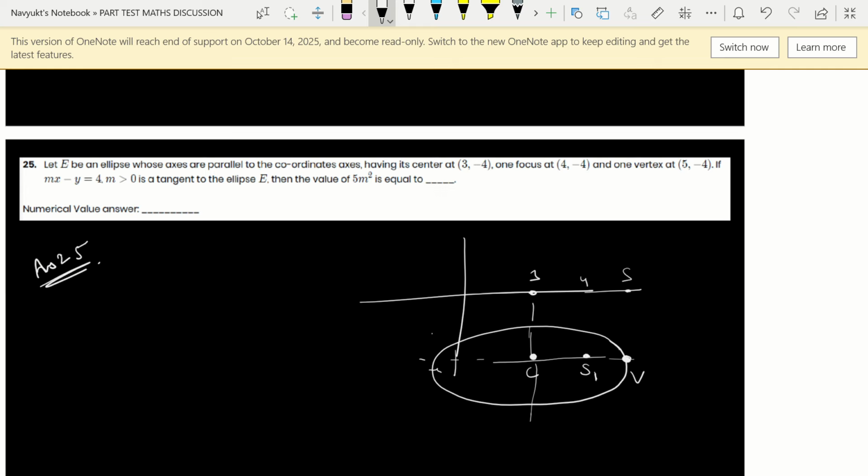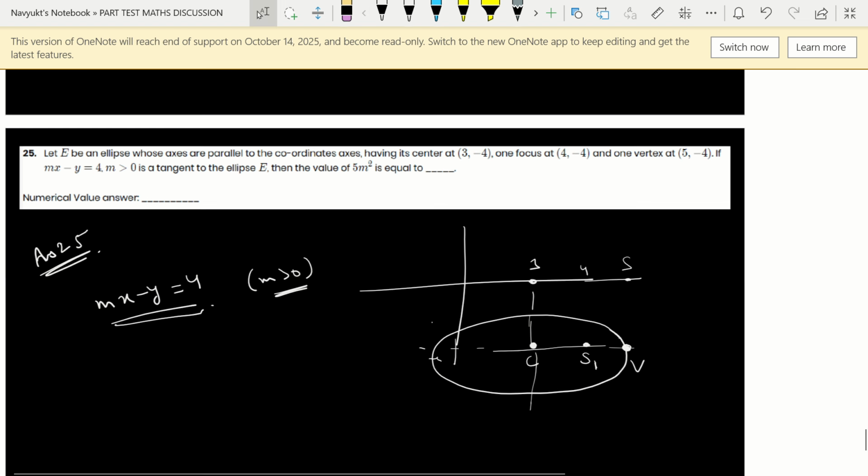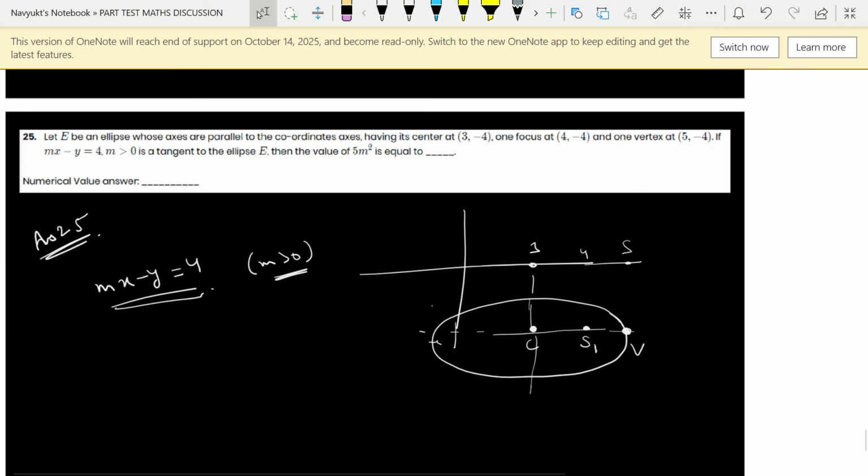If a particular line mx minus y equals 4, m is positive, is a tangent to the ellipse, then find the value of 5m square. Now this is not a standard ellipse. So if we use the equation y equals mx plus minus root of a square m square plus b square, that would be wrong. Why? Because that is the condition of a tangent only when you have a standard ellipse with center at the origin. This is not that case.